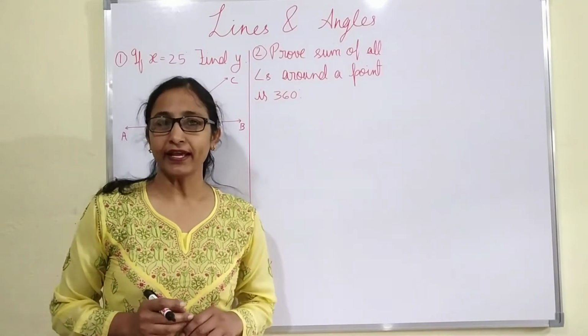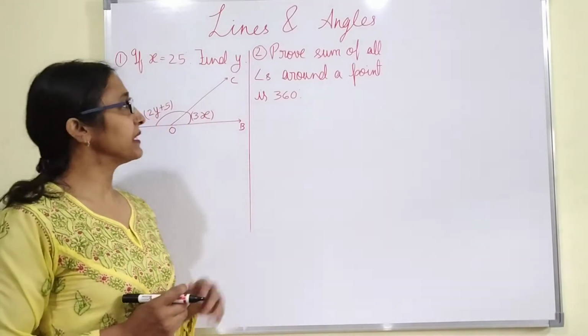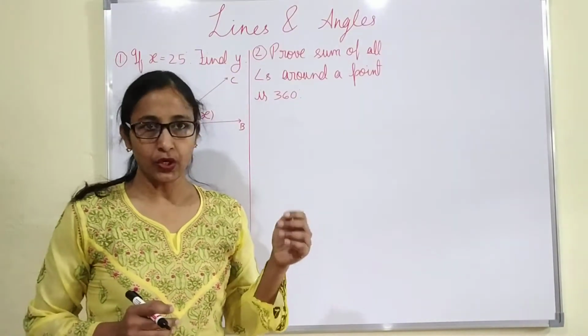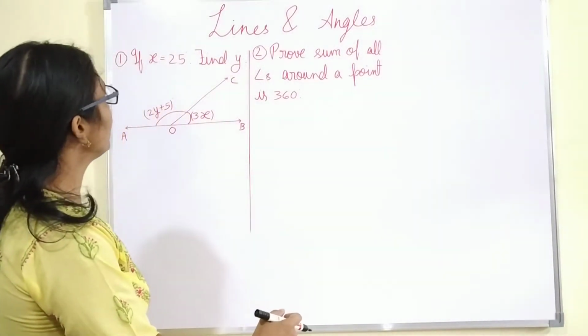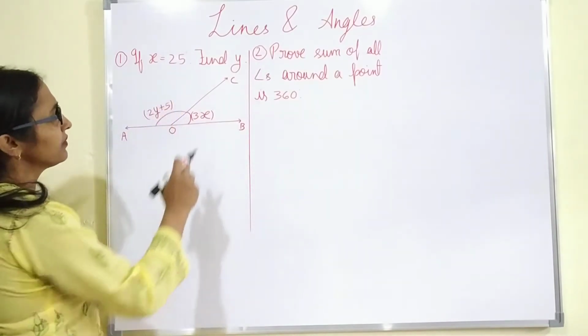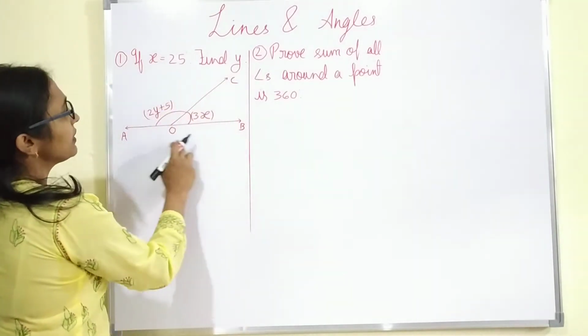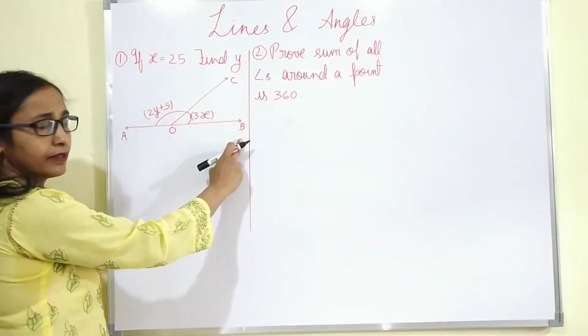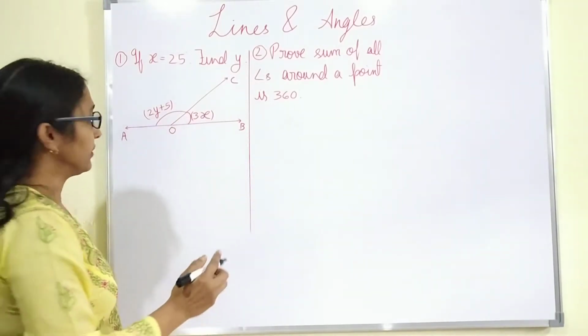In the previous video, I explained examples based on lines and angles. Now, in this video, more examples. First, if x equals 25, find y. Look here, it is a straight angle. Otherwise, you can say supplementary angle.